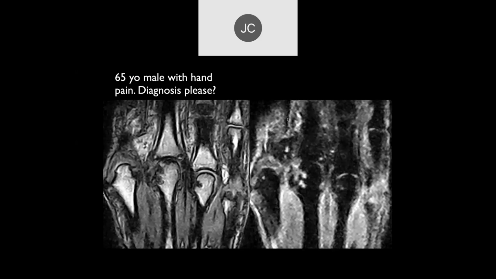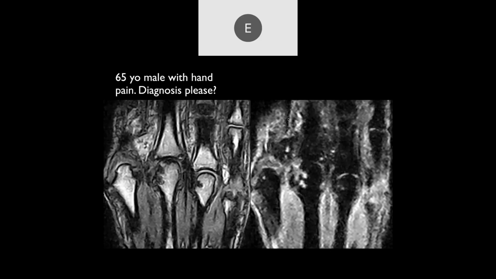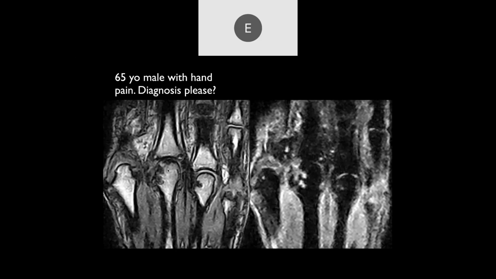Sure. Yeah, we've got erosions again at the metacarpal head there, I think at the third. We could think of gout again. The margins look pretty sharp, and there's a lot of soft tissue thickening here as well. The increased signal intensity is relatively sharply defined.